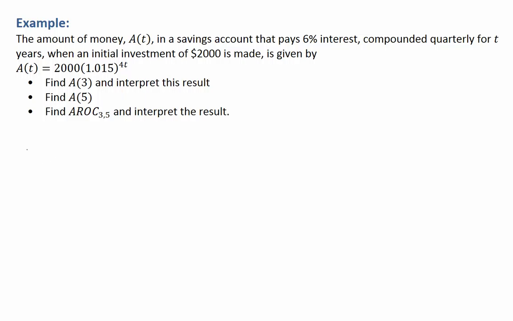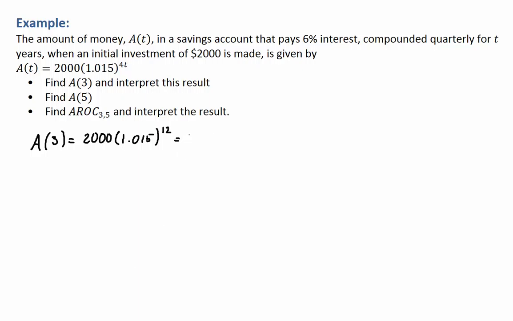So the first question is find A of 3. This is just to start calculating the things we will need to calculate our average rate of change. So the amount after 3 years will be given by 2,000 times 1.015 to the power of 4 times 3. So 4 times 3, let's write that as a 12. It's probably better. There you go. So now we go to our calculator and obtain the value.